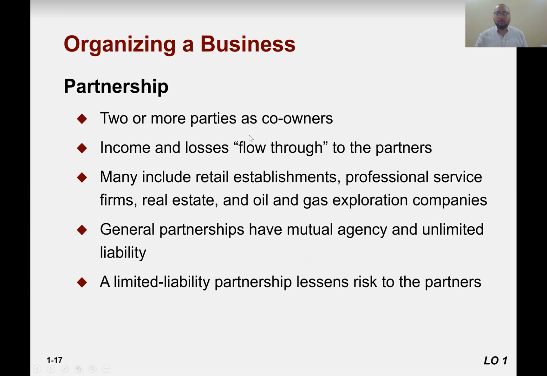Partnership: two or more, we call them co-owners or partners. So income and loss follow through to the partners. What does it mean, follow through? They can share the loss. They must share the loss. If both parties cannot share the loss, then the loss will be transferred to the one who can afford it. Understand or not?